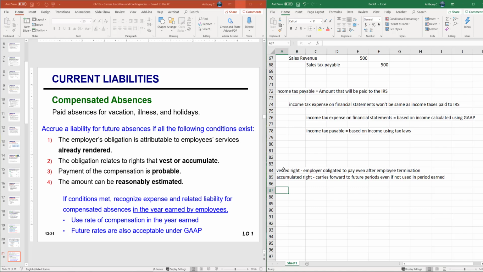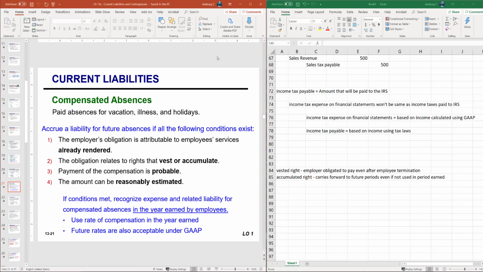All right, but given that these conditions are met, we're going to recognize an expense and we're going to recognize a liability, obviously, for the compensated absence in the year that it's actually earned by the employees. For this class, we'll use the rate of compensation of the employee in the year that it's earned. However, do realize that under GAAP, we could estimate what their future rate of payment would be, and we could use those instead.